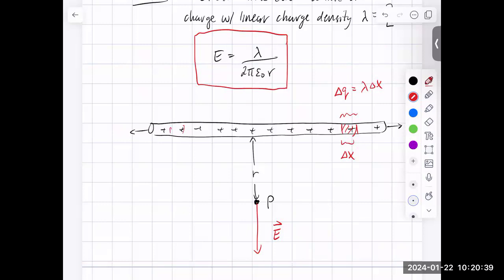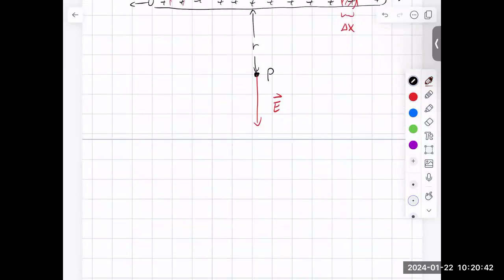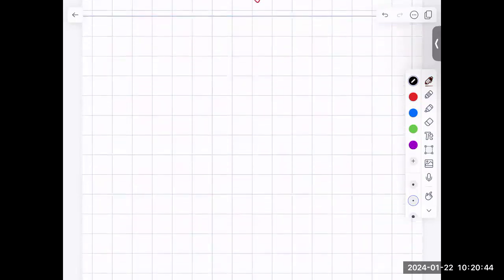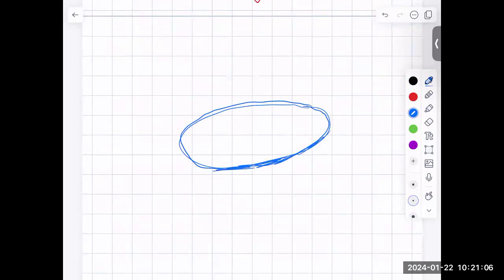Okay, so what I want to do today is to do a similar kind of calculation, and I want to show you that a lot of the results that we already have can just carry over to this other problem. So I want to think about a ring. So this is going to be some ring that has been charged. And it's charged uniformly. So that means the density of charge at any point on the ring is the same as the density of the charge at any other point on the ring.